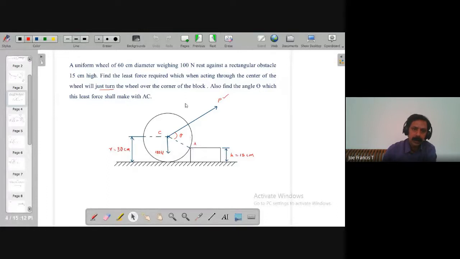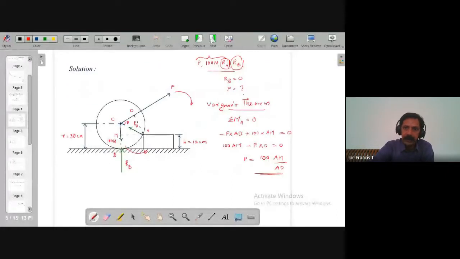So you need to find the value for a least force P, which will make this sphere turn, and the angle that it makes with AC. That is our question. So what we need to find is something called P minimum, the minimum force P which will overturn this sphere over the block. We have already done this in class, but anyway, I will quickly repeat it.